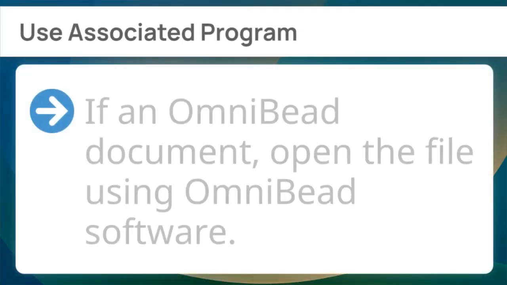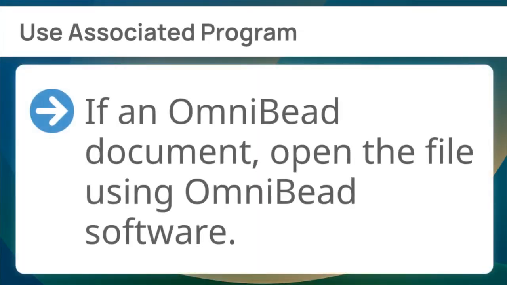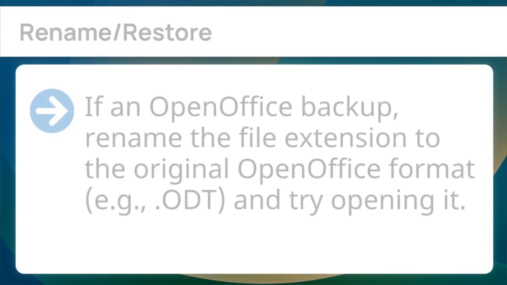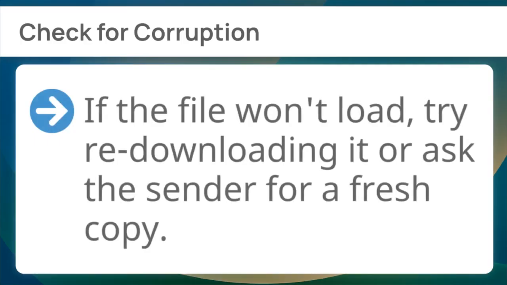First, use associated program. If an OmniBead document, open the file using OmniBead software. Next, rename restore. If an OpenOffice backup, rename the file extension to the original OpenOffice format, e.g. ODT, and try opening it. Finally, check for corruption. If the file won't load, try re-downloading it or ask the sender for a fresh copy.